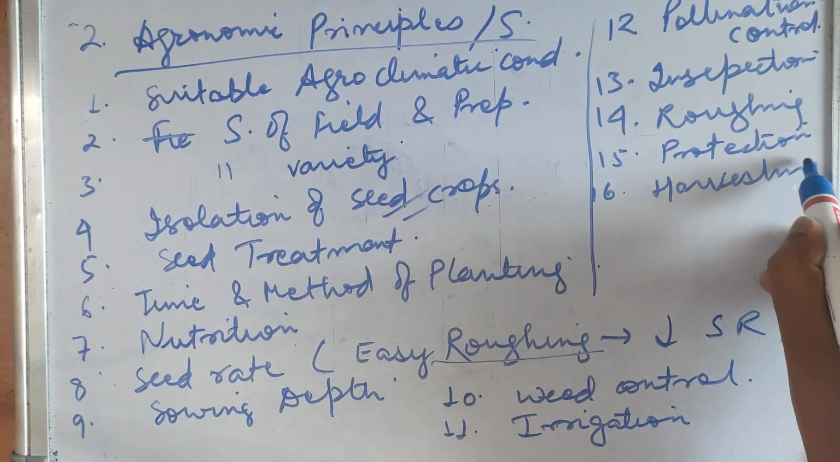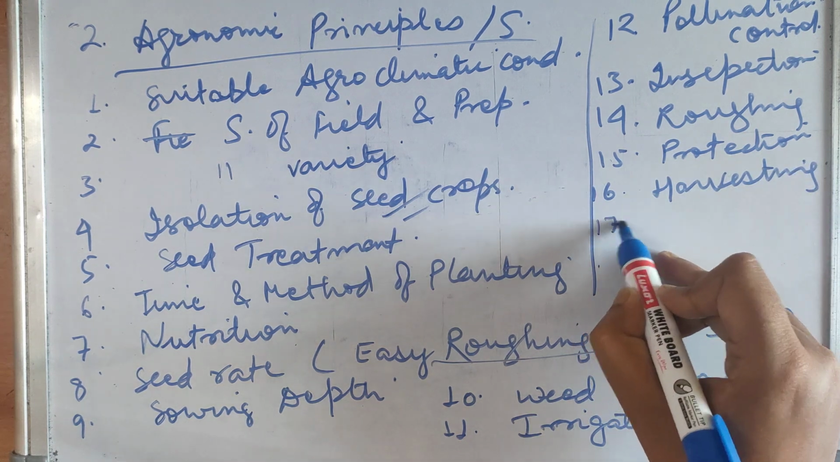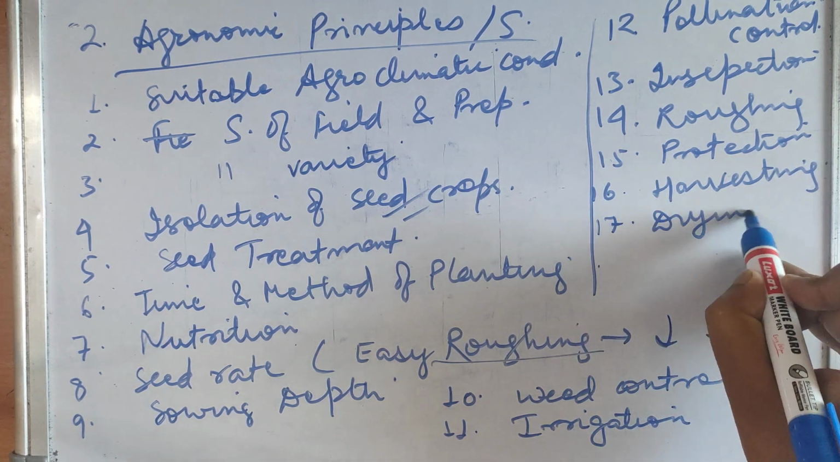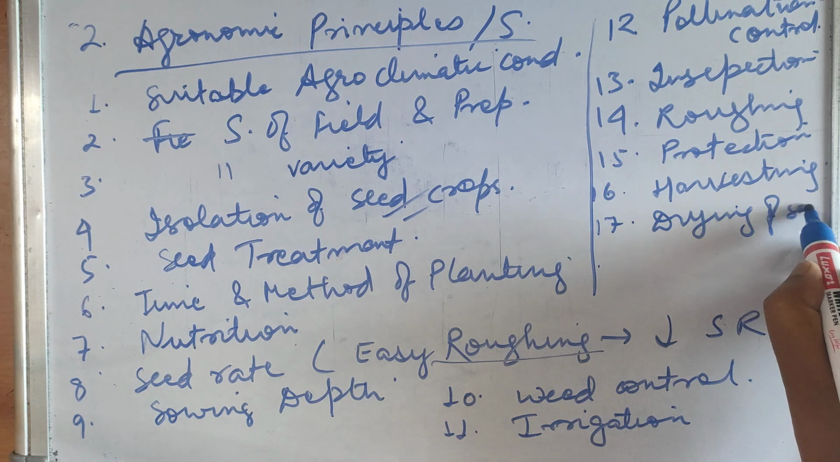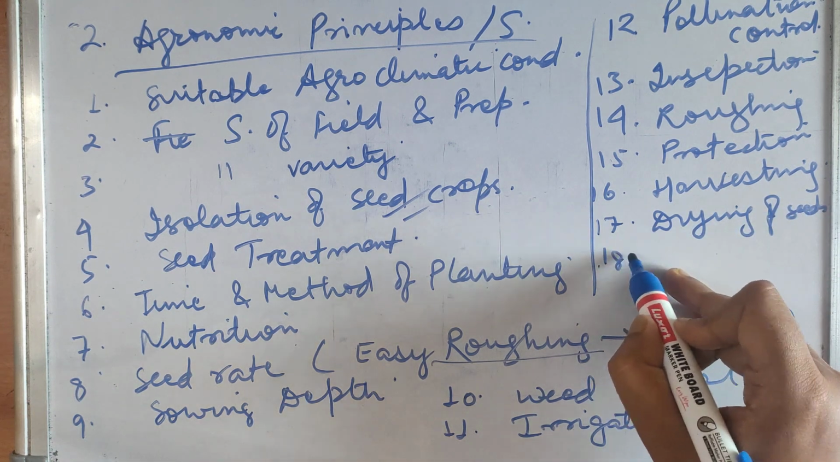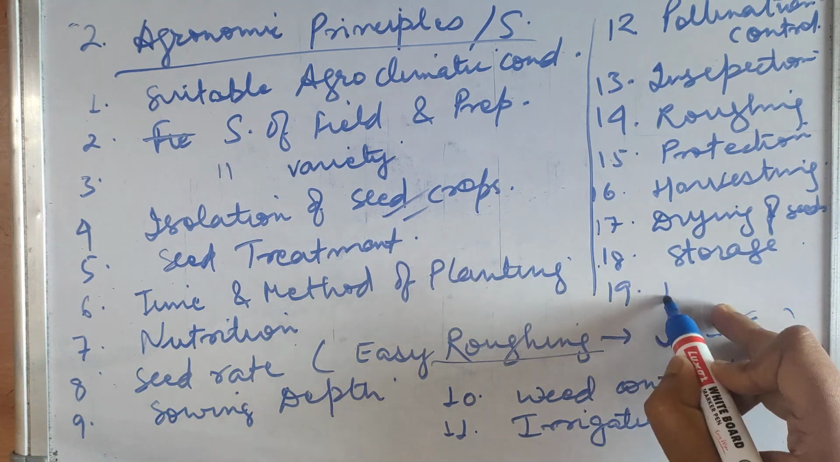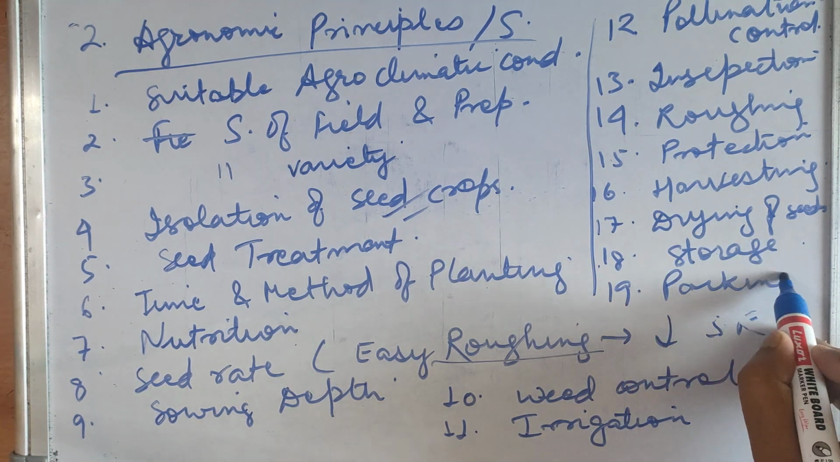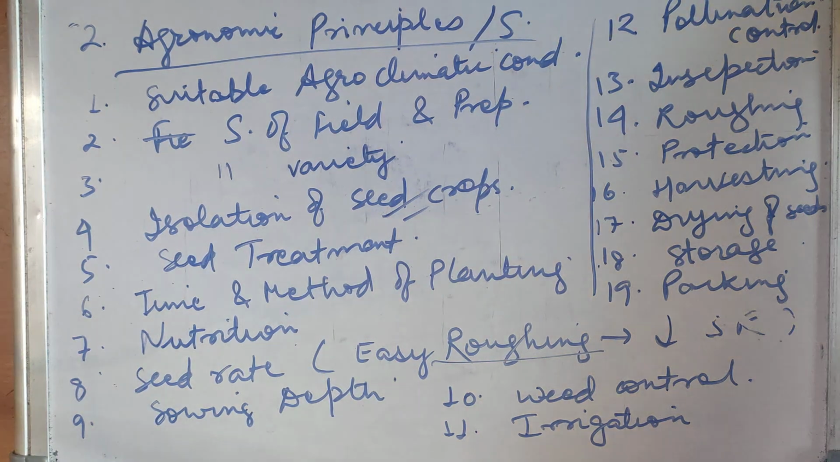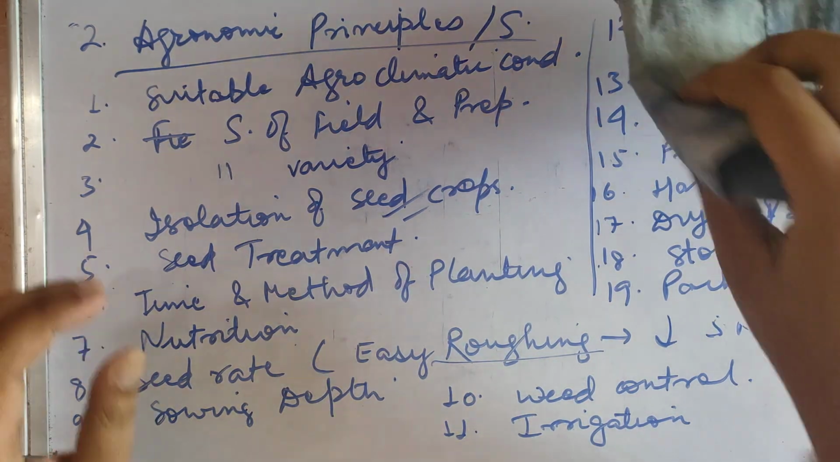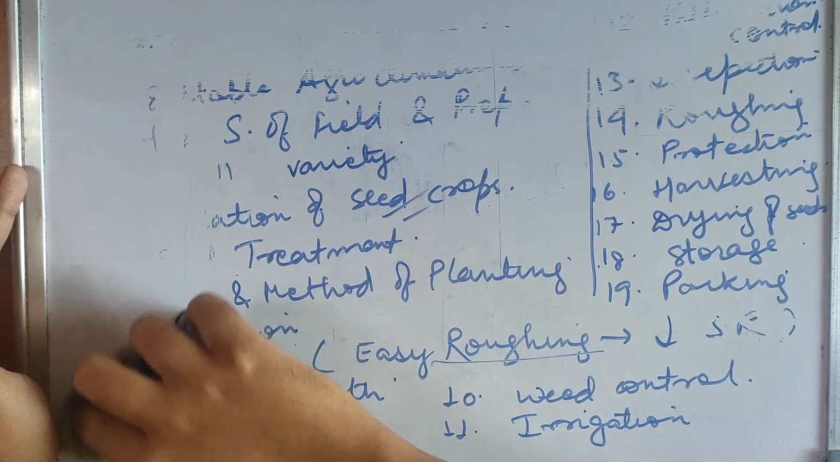Harvesting, using proper harvesting methods. Drying, we need to dry the seeds after harvesting. Proper storage of seeds and proper packing of seeds. So these are the agronomic standards we need to follow while producing seed.